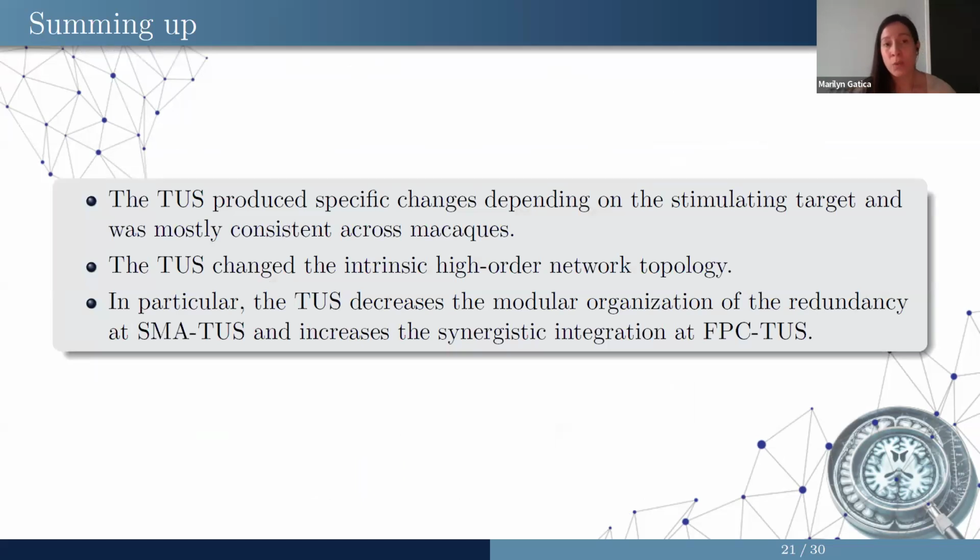So far, here we would like to mention that these effects depend on the stimulated target. And also you are changing here the intrinsic topology that you have when you are doing this stimulation. So I would like to go after that.